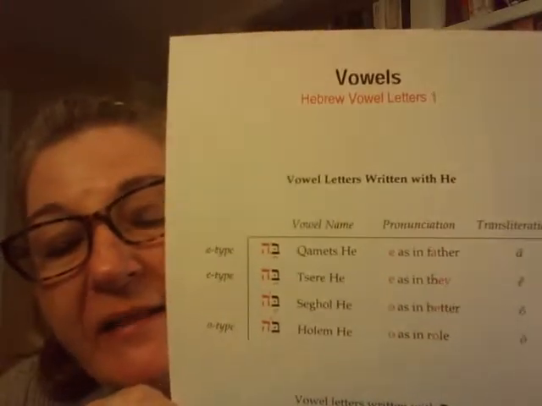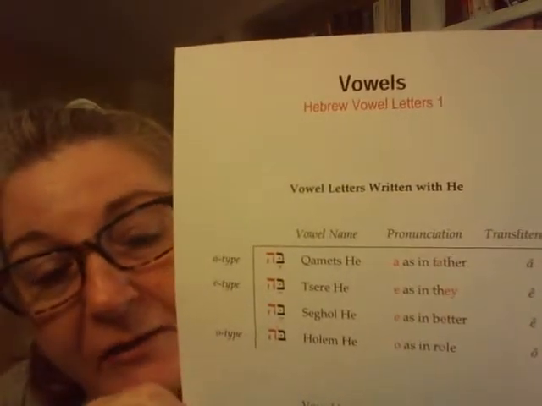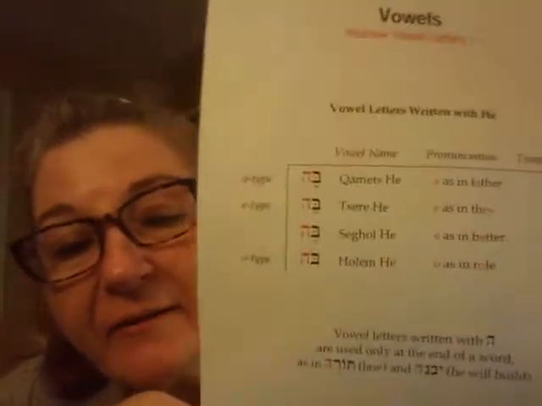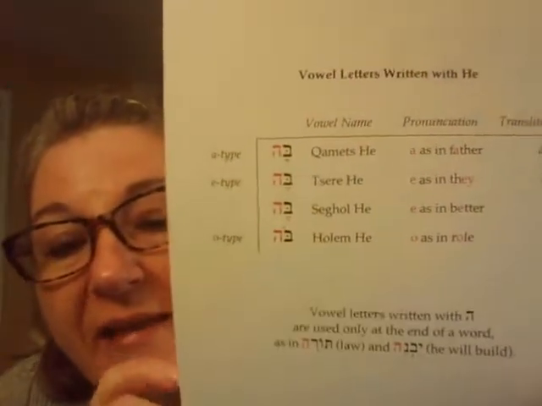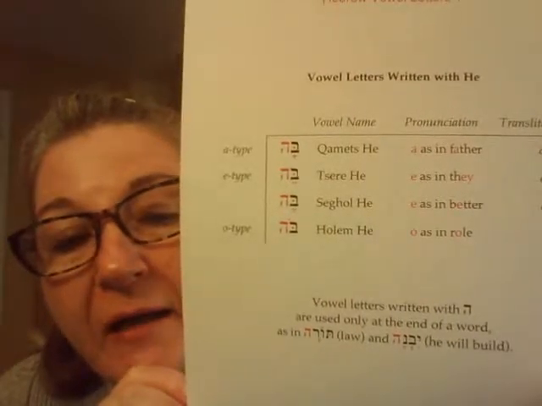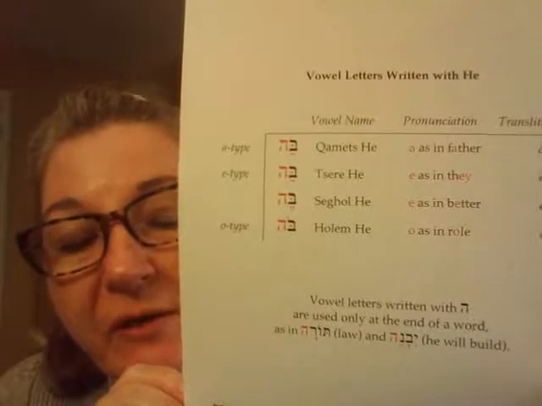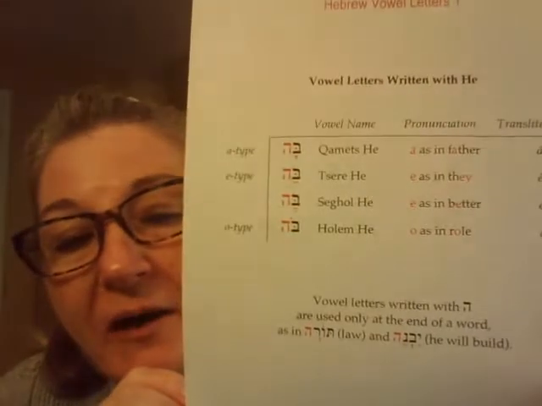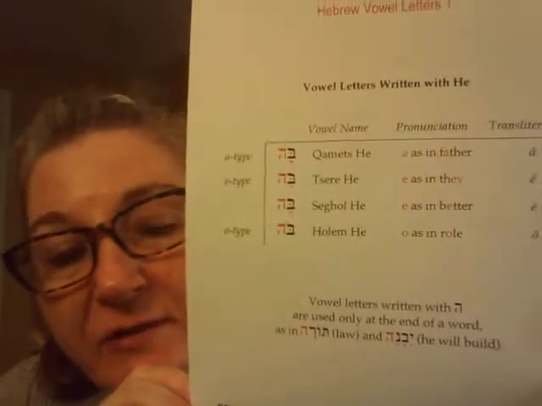You're going to find that these are very similar to vowels that you've already learned, but they have the hey in front of them. Vowel letters written with hey are used only at the end of a word, as in Torah, law, and yivneh, he will build. So these are only written at the end of words with a hey.